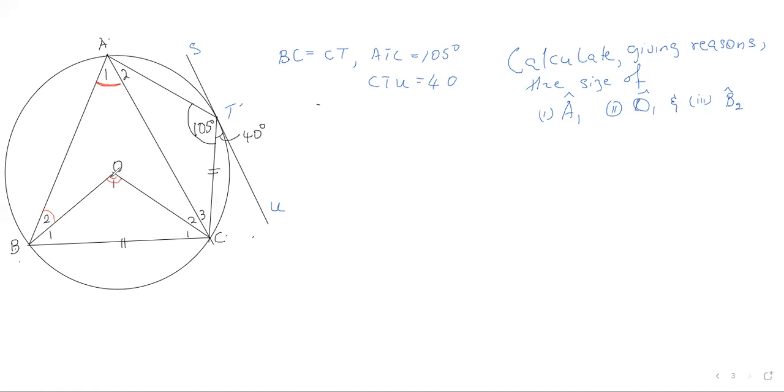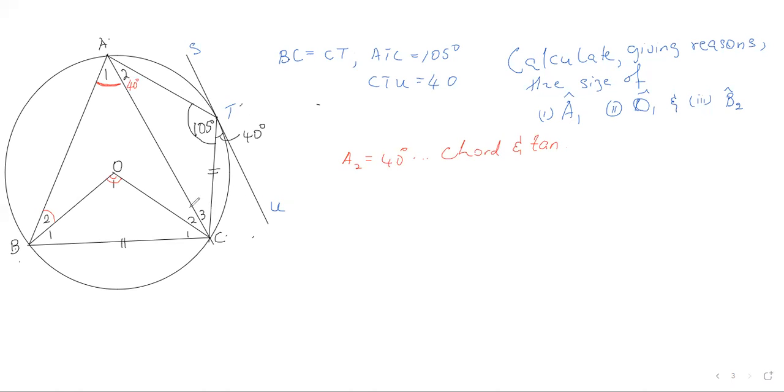Now, if this angle is 40 and is between this chord TC and a tangent, it means this angle here is also 40. Angle A2 is 40 degrees. Reason: chord and tangent.